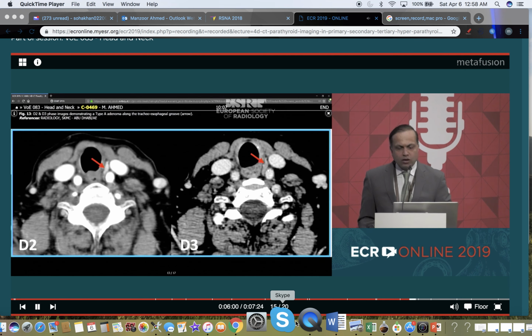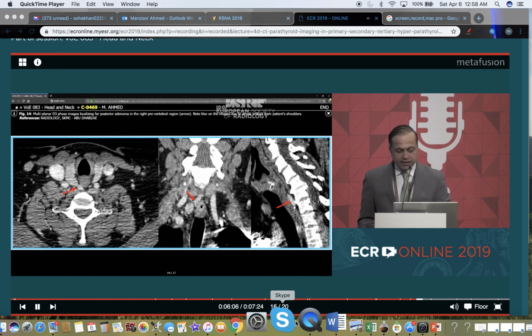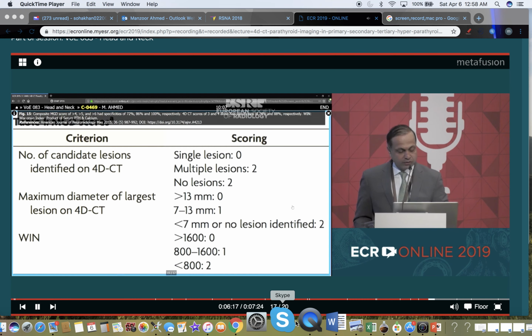And here, more commonly, we see it in the tracheoesophageal groove next to the recurrent laryngeal nerve. This is an ectopic adenoma. And remember the blur artifact. There is significant blur artifact from the IV contrast or shoulders. So you have to remember that that can degrade the images for these small lesions. So this is ectopic location.